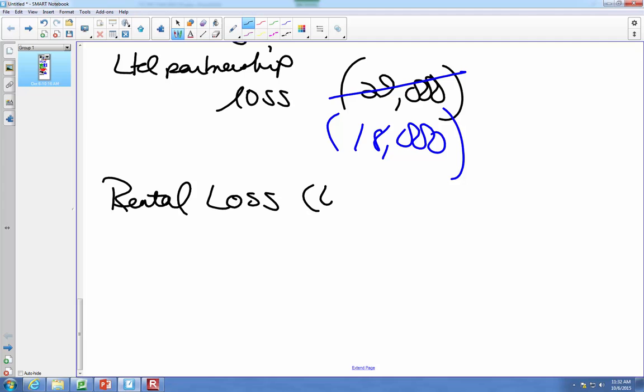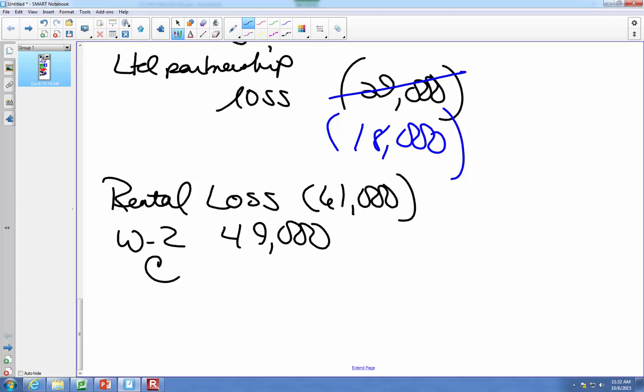I've got a bunch of rentals, and my losses total $61,000. My W-2 was 49, and my Schedule C was 25. So I've got a job, I've got a self-employed gig somewhere, and I got a giant rental loss. By looking at that, I would say I inherited a couple apartment buildings, because I would never have gotten there with that income on my own. How much of my rental loss do I get?